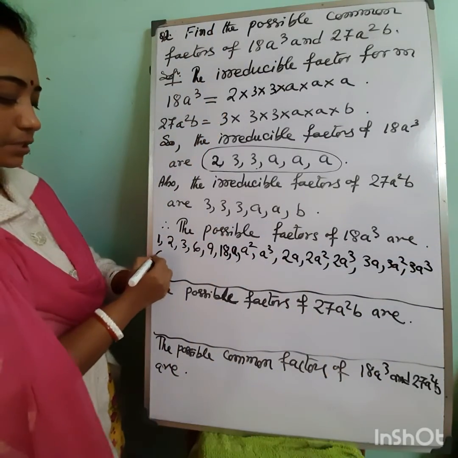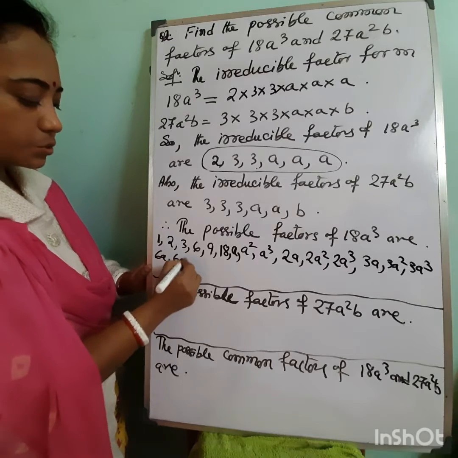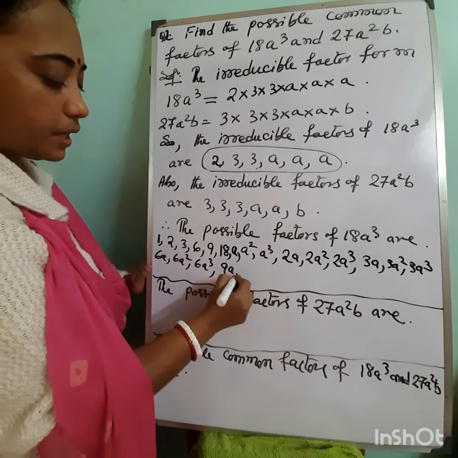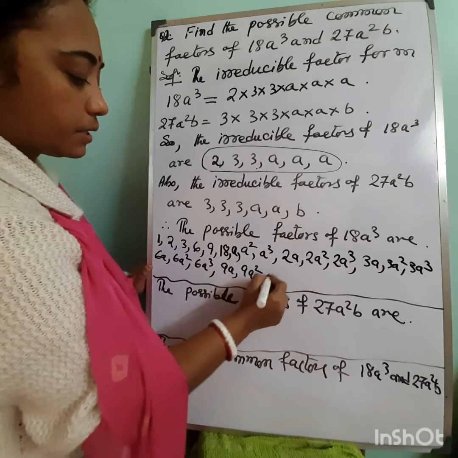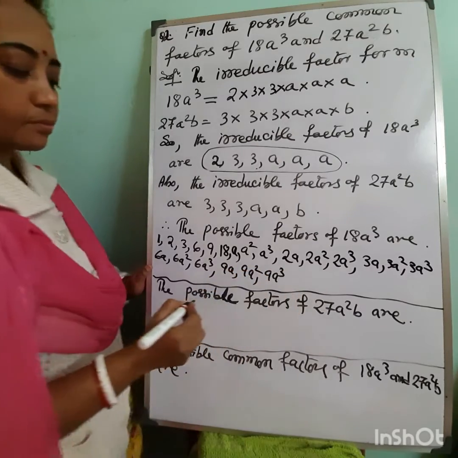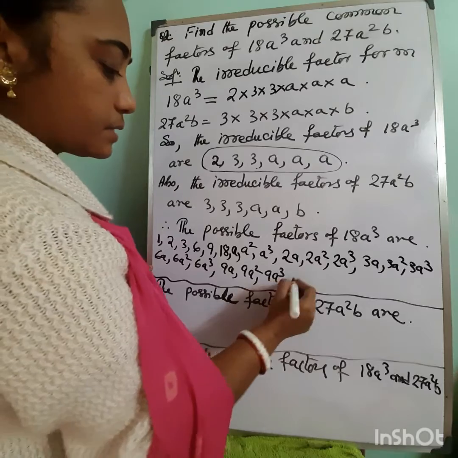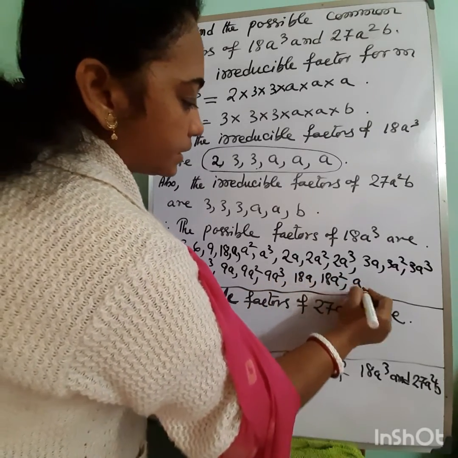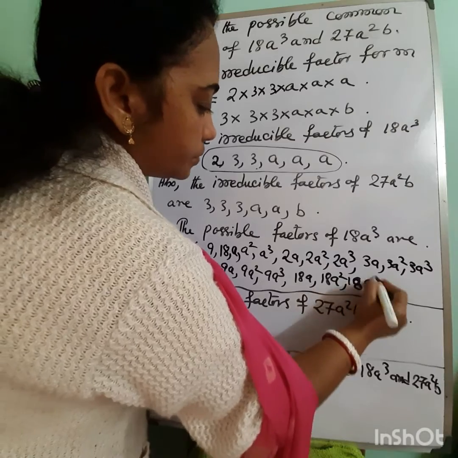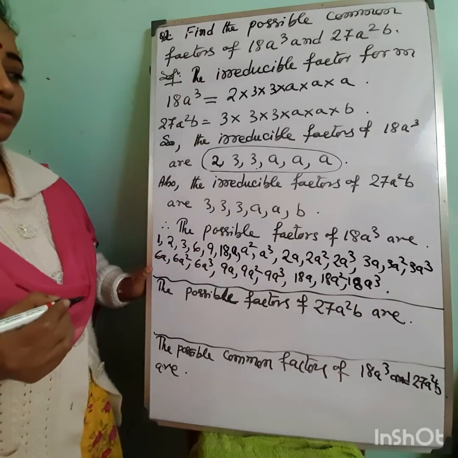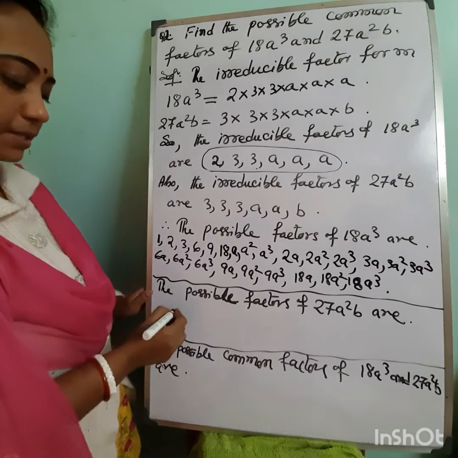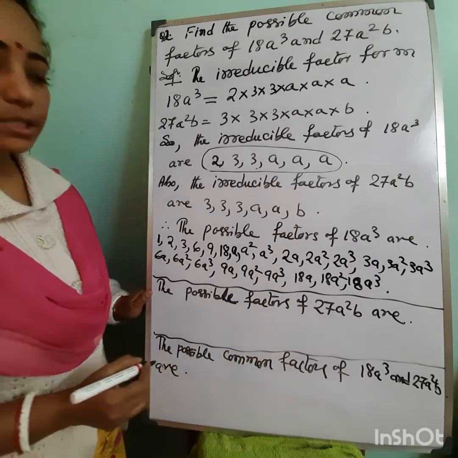After that 6 is there. So 6a square, then 6a cube. Then 9 is there. That means 9a square, then 9a cube. After that 18 is there. So 18a square, then 18a cube. So these are the possible factors of 18a cube. Now come to the next: the possible factors of 27a square b.